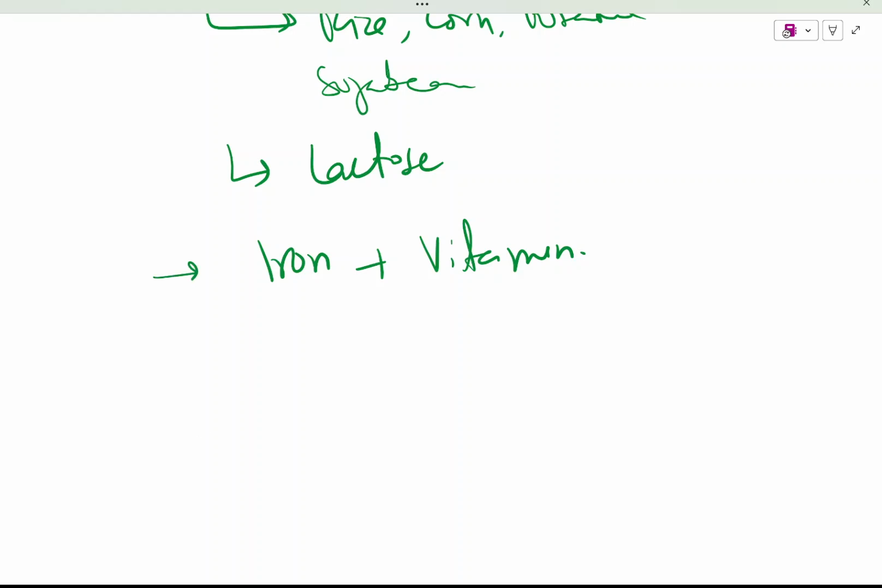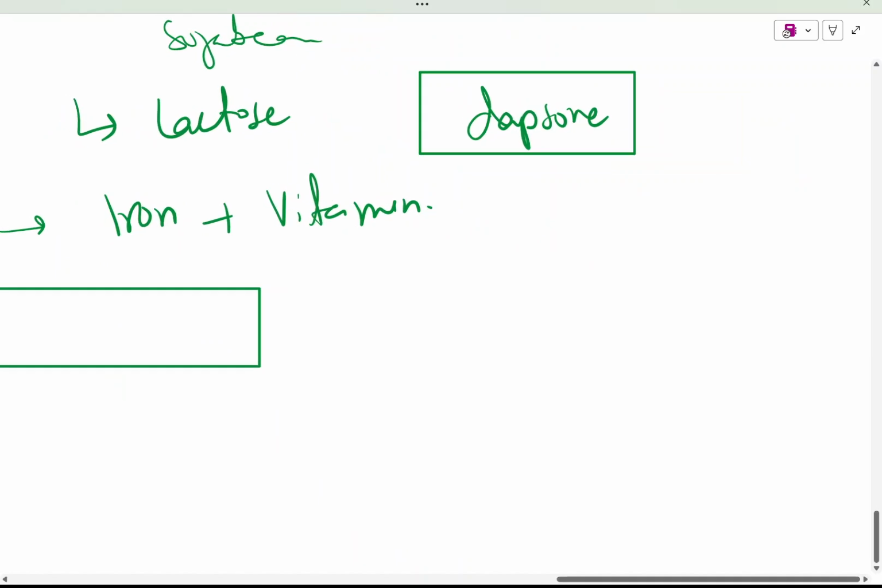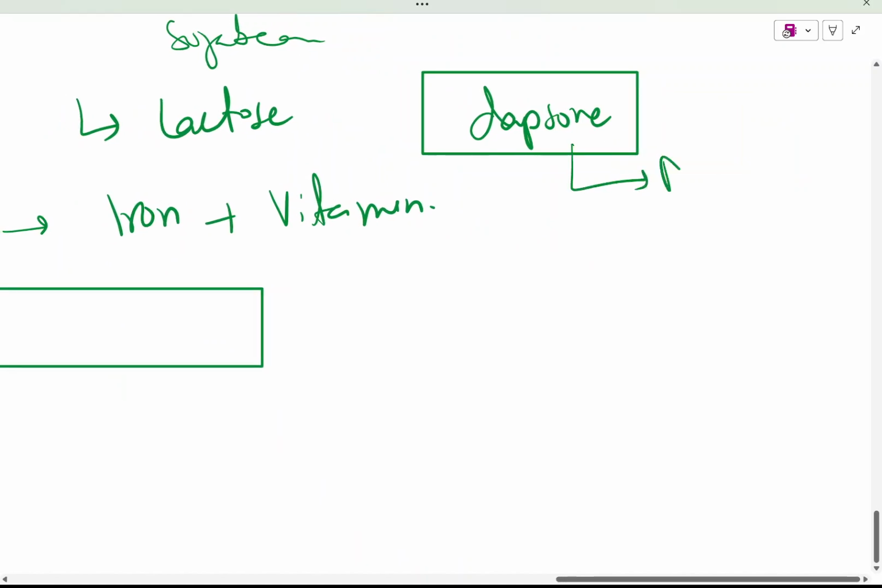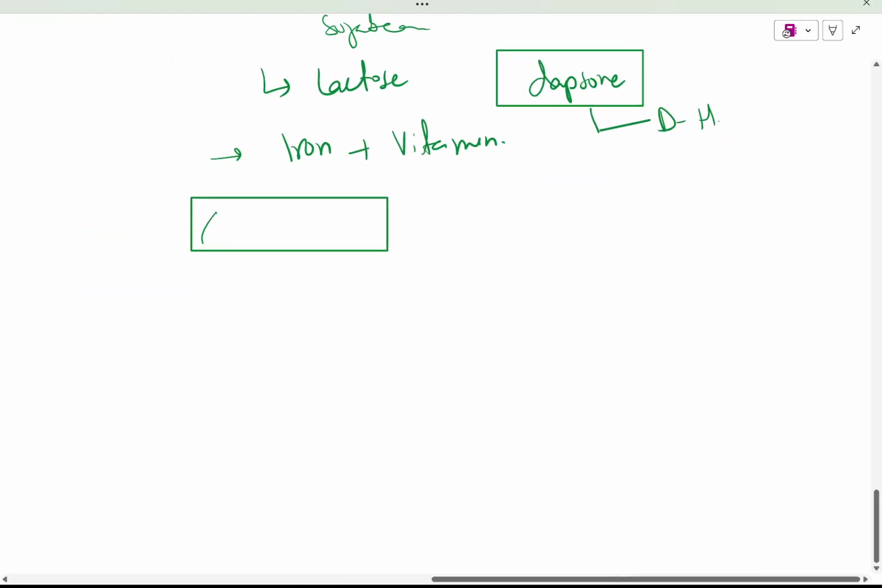So what kind of complications can arise? I have studied a drug which can be given in celiac disease, Dapsone. We can give it in dermatitis herpetiformis. If a patient develops celiac disease and develops dermatitis herpetiformis, we can give Dapsone to such patients.